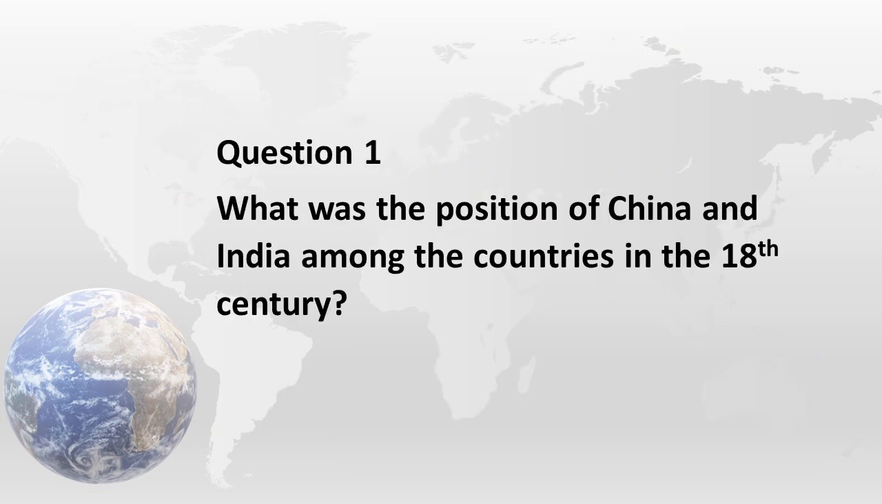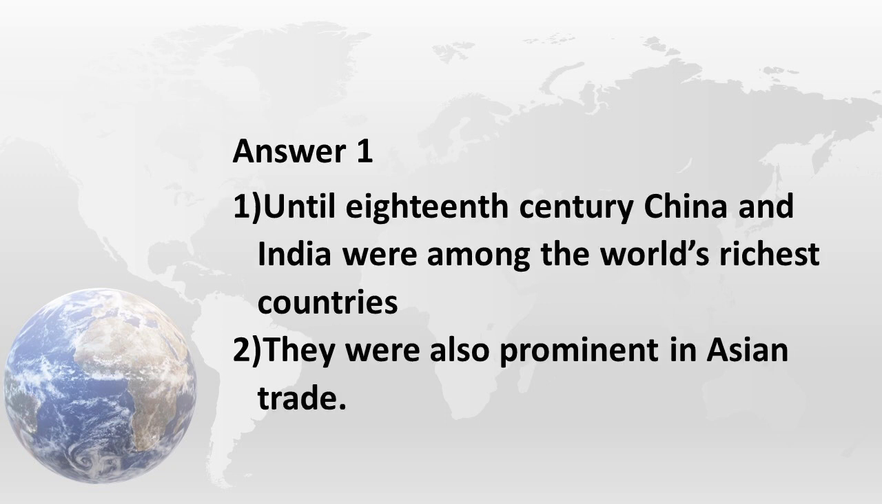Question number 1 says, what was the position of China and India among the countries in the 18th century? Answer to question number 1. Point number 1 is until the 18th century, China and India were among the world's richest countries. Point number 2 is they were also prominent in Asian trade.